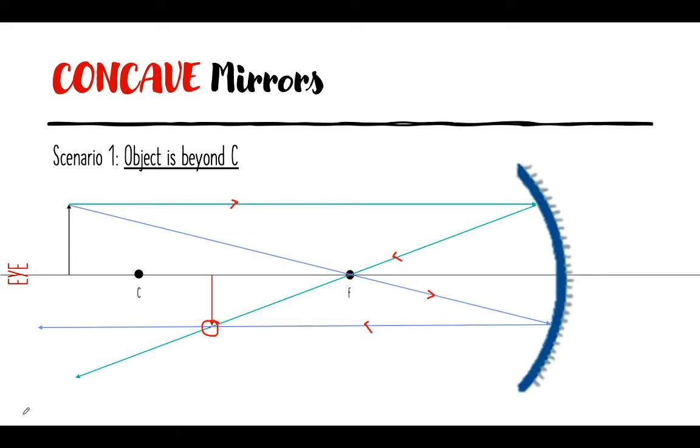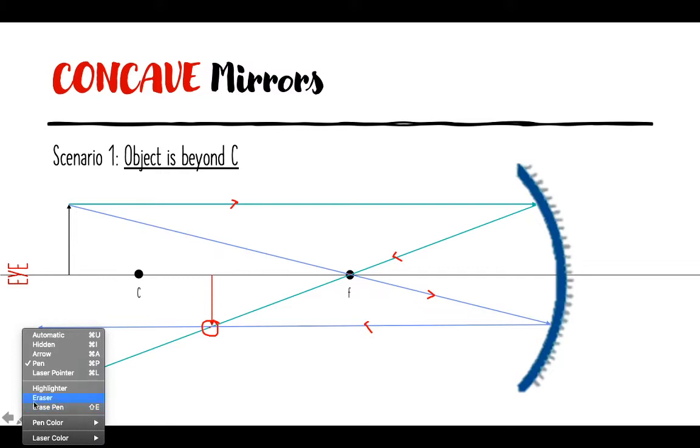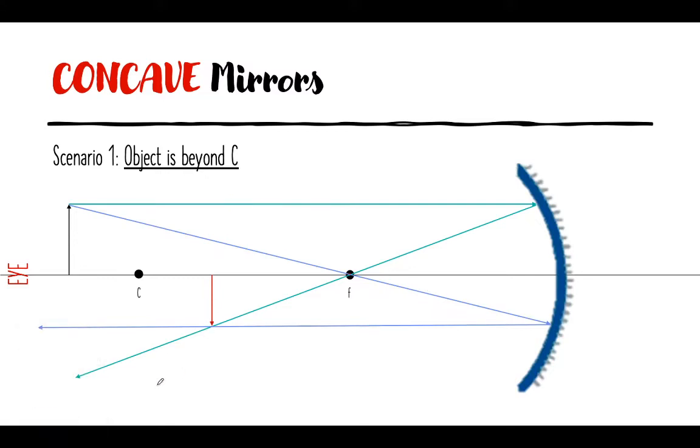So I'm going to use that eraser so that you can actually see. Oops, okay, so I lost all of that, but you can see the image that's actually being drawn there. Now that you have your image, let's try and describe the image in comparison to the object.